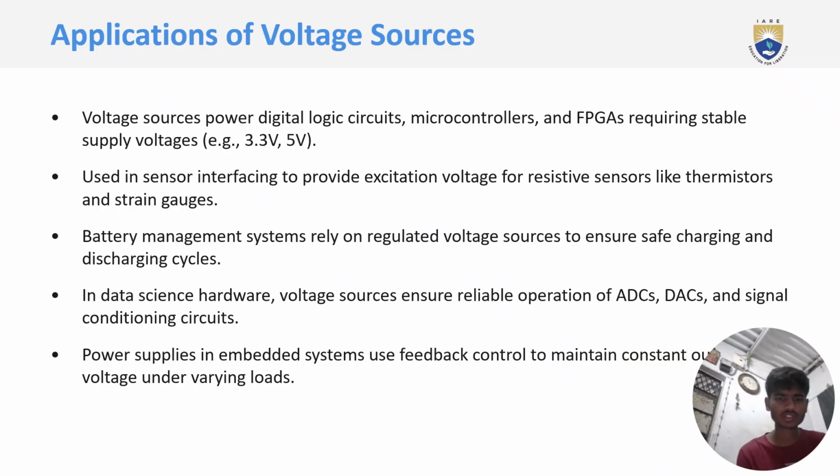Applications of voltage sources. Voltage sources power digital logic circuits, microcontrollers, and FPGAs requiring stable supply voltage. Used in sensor interfacing to provide excitation voltage for resistive sensors like thermistors and strain gauges. Battery management systems rely on regulated voltage sources to ensure safe charging and discharging cycles. In hardware, voltage sources ensure reliable operation of ADCs, DACs, and signal conditioning circuits.